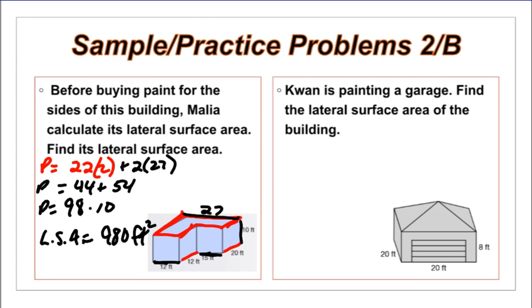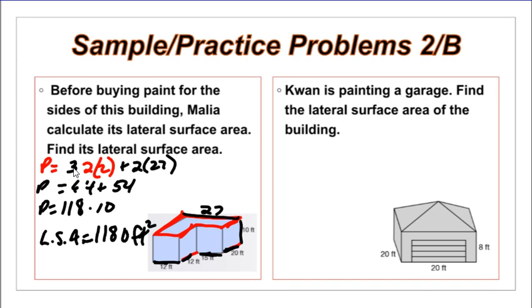And I noticed that there is a mistake here. This should have been 32, because the 20 plus the 12 gives you 32. So that's going to change this a little bit. This will be 64. 64 plus 54 will give you 118. 118 times 10 would give us 1,180 square feet. So again, that's one reason why showing your work matters. You can see where you make your mistakes, especially when you double check your work.